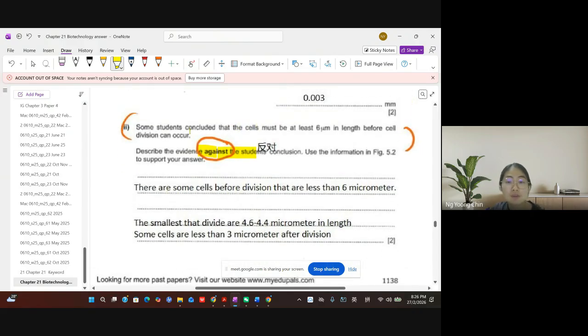Yeah, so their conclusion is that the cell must be at least 6 micrometer before cell division, but actually it's not, because even though the length of the cell is not 6 micrometer, it's only 4.4, they are still able to grow and increase in size. All right, the cells are still able to undergo cell division.